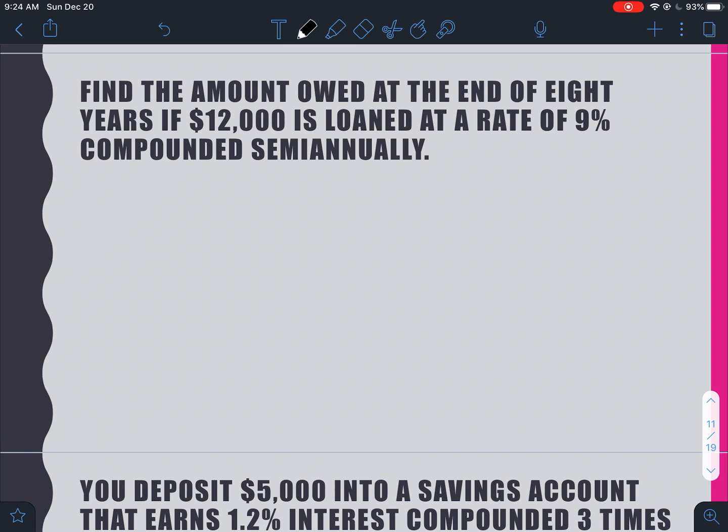Find the amount owed at the end of 8 years if $12,000 is loaned at a rate of 9% compounded semi-annually. So we have A equals P, 1 plus R over N to the NT power. So the original amount of money invested is $12,000. So P is going to be $12,000.